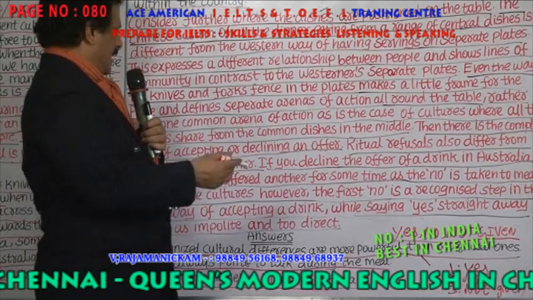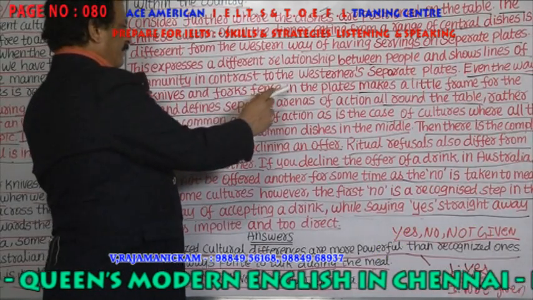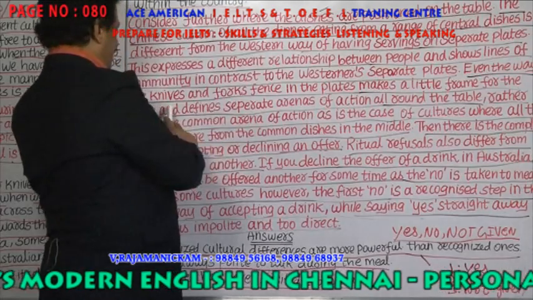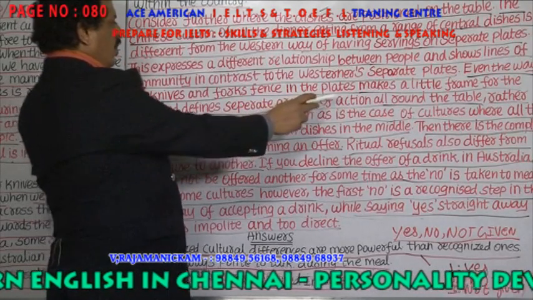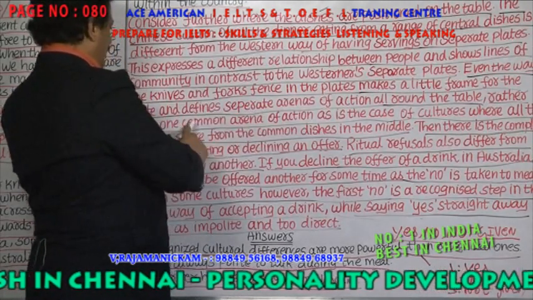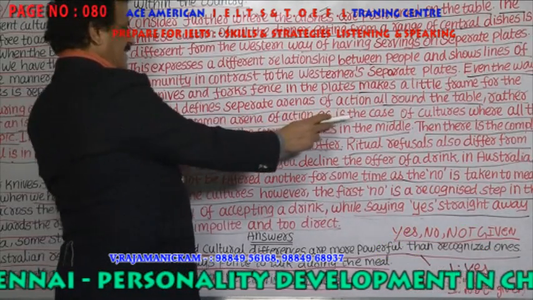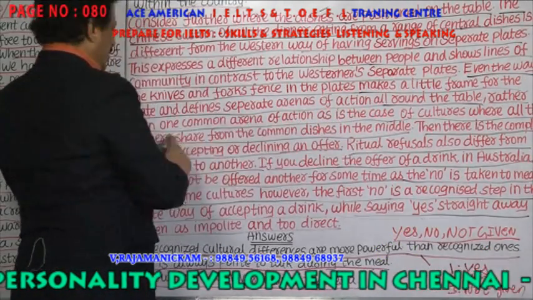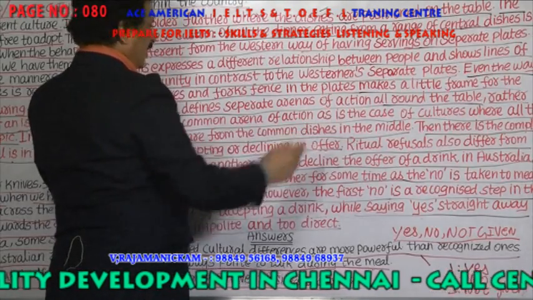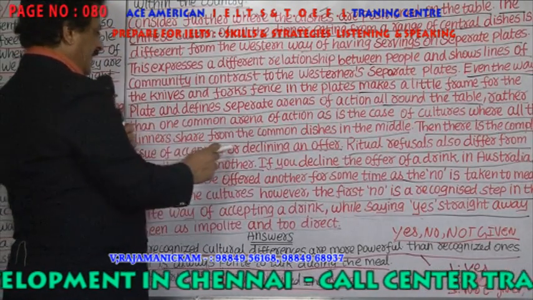Even the way the knives and forks fence in the plates makes a little frame for the plate and defines separate arenas of action all around the table, rather than one common arena of action, as in the case of cultures where all the diners share from the common dishes in the middle. Then there is the complex issue of accepting or declining an offer.